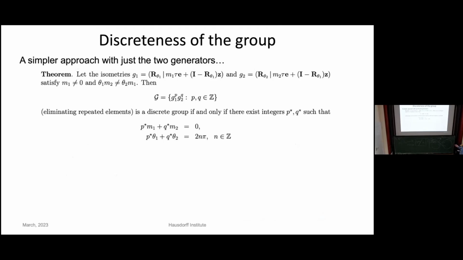And then there are some restrictions. This is a discrete group if and only if these powers satisfy this restriction. I'm sorry, if and only if there exist integers p star and q star, such that this m1, this m2, this theta1, and this theta2 satisfy this. So maybe it's too much algebra, but there are conditions you can set, using these nearest neighbor generators, which under some mild conditions are necessary and sufficient that this forms a discrete group.